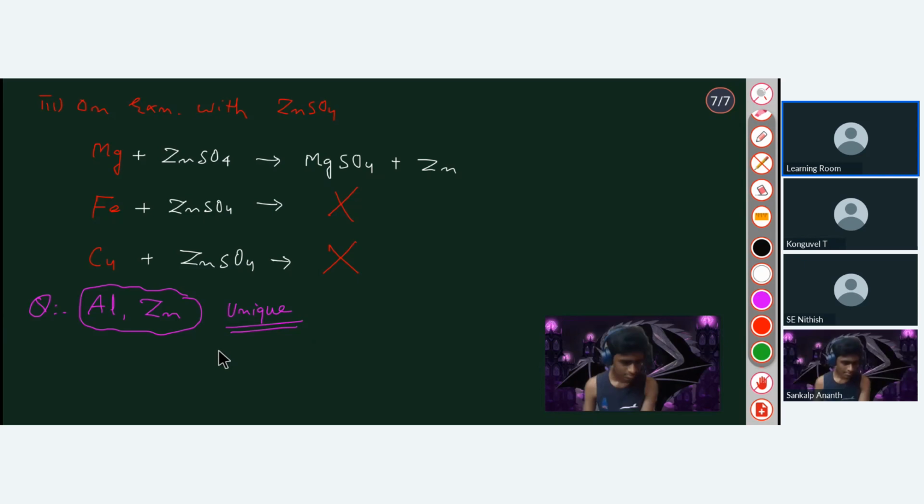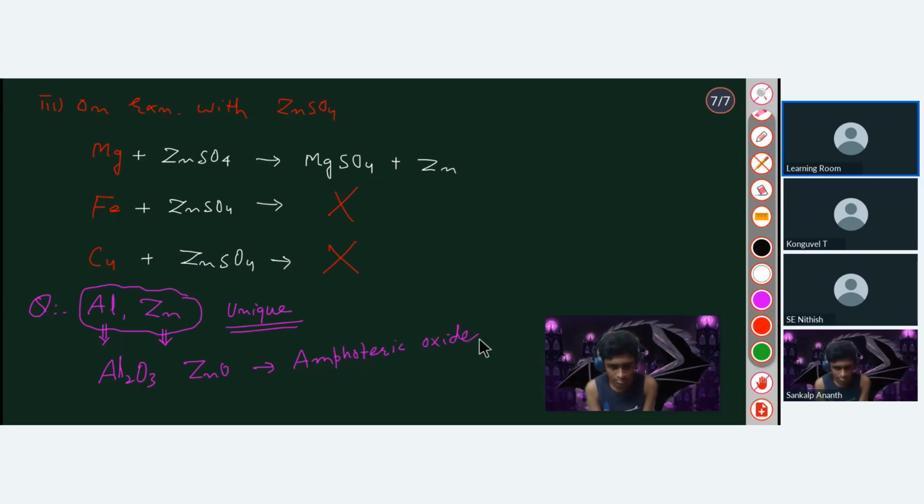Exactly. So you have to remember that zinc and aluminum, zinc oxide and aluminum oxide, are amphoteric in nature. Aluminum oxide and zinc oxide are amphoteric oxides. Can you tell me what amphoteric oxides are?